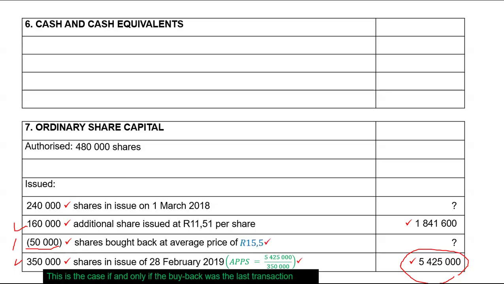Multiplied by 50,000, it'll give you 775,000. This represents the money that we received when we issued shares. To work out the share capital at the beginning of the year, you will take share capital at the end, add the buyback, minus the ones that were issued. It'll give you a share capital of 4,358,400. Please note that the buyback of shares affects retained income.